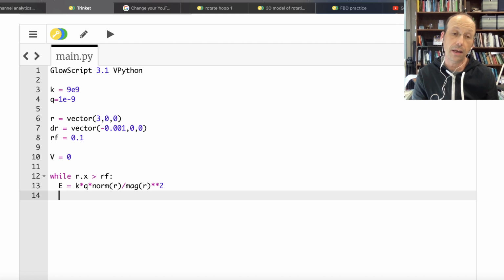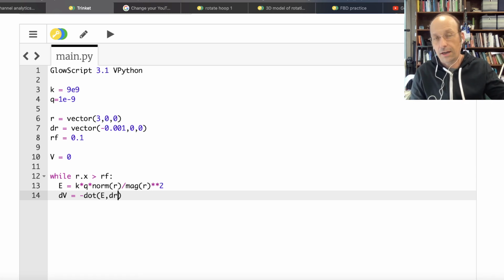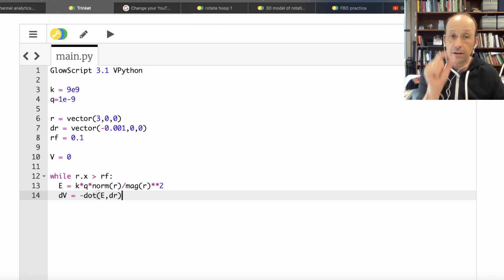So now I can say dv equals negative E dot dr. The dot is the dot product. It's built into Python. I don't have to do it manually. I could do it, right? I could say the magnitude of E times the magnitude of dr times the cosine of the angle between them, or I can even do it as E.x times dr.x plus E.y times dr.y, E.z, and so forth. But it does it for me. So that's the change in potential over that short distance.